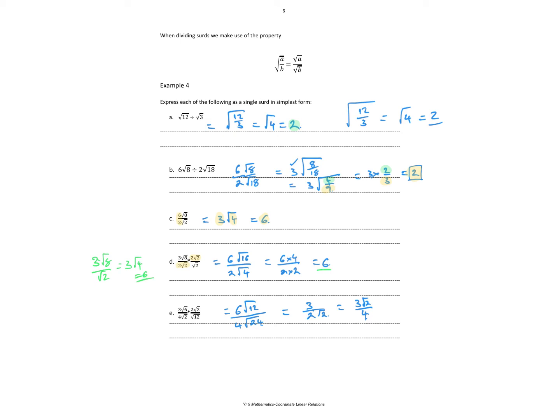Instead, I thought, well, let's just multiply all the terms together. 3 2s are 6. Root 8 times root 2 is root 16. 2 times 1 is 2. And root 2 times root 2 is root 4. Now we know the square root of 16 is 4, so I get 6 4s are 24. And the square root of 4 is 2. 2 2s are 4. And so I still end up with 6. So the only wrong way of simplifying is if you're simplifying incorrectly.